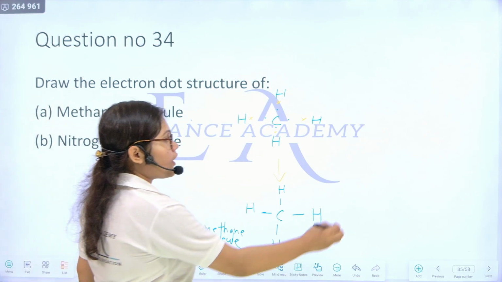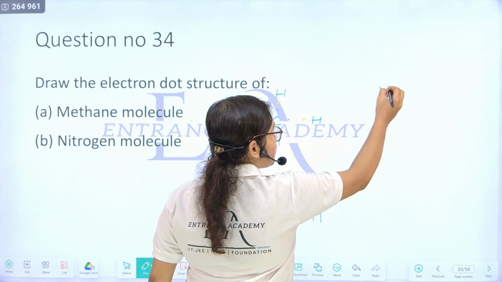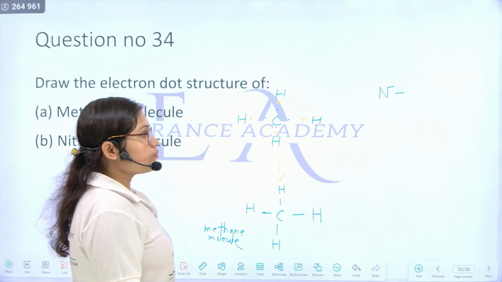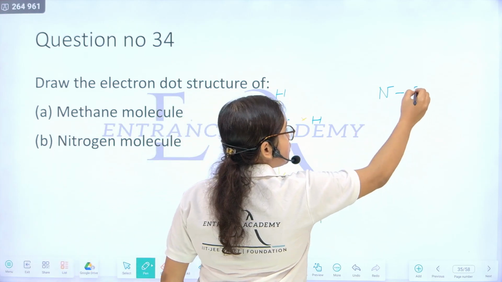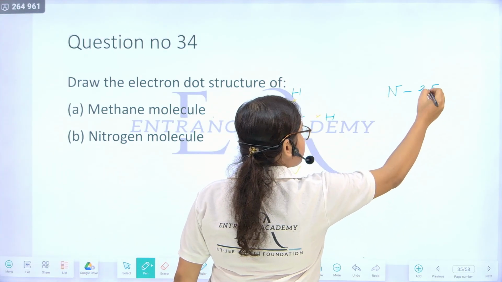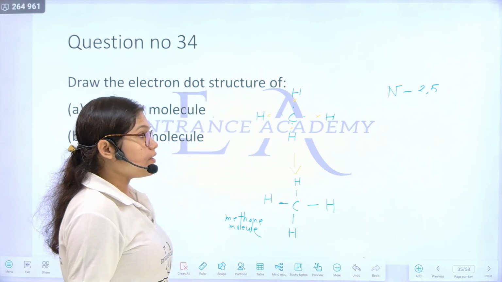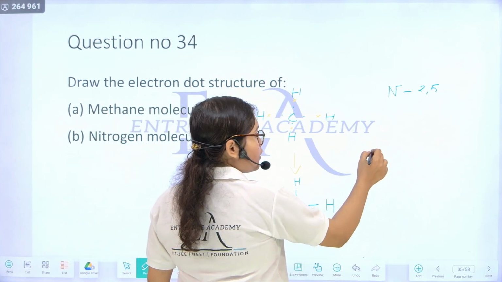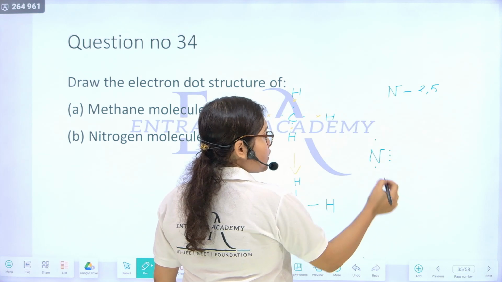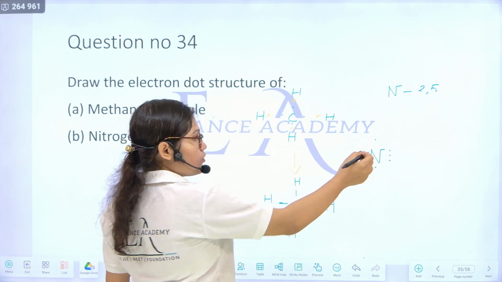Nitrogen molecule. Now nitrogen, the electronic configuration is 2, 5. So 5 electrons are present in the last shell, the outermost shell. The structure is like this: 1, 2, 3, 4, 5. Nitrogen molecule, so that is N2.